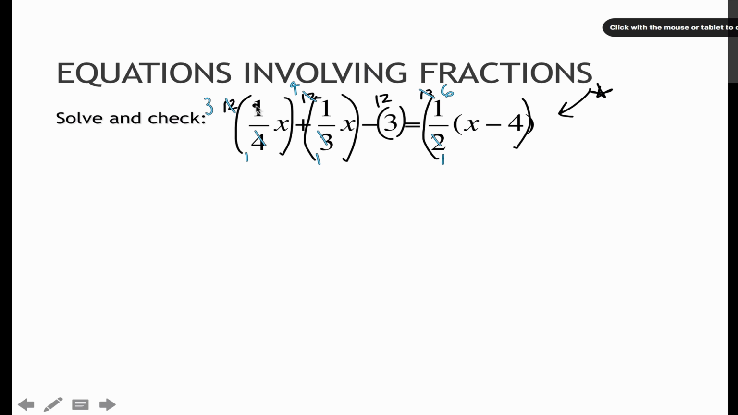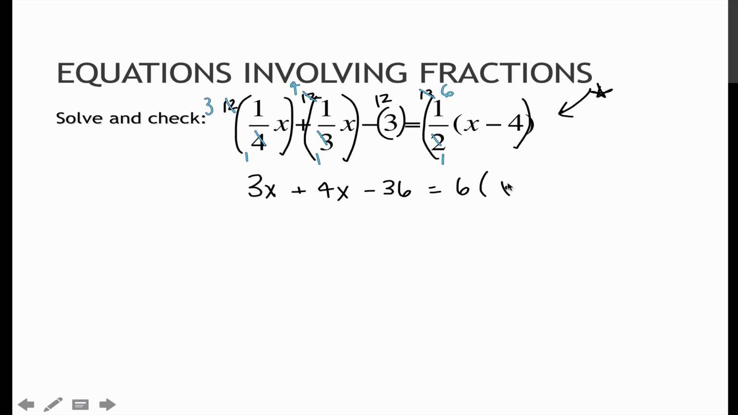So now I have 3 times x, which is 3x. I have 4 times 1x, which is 4x. I have minus 12 times 3. And then this one is just 6, and then parenthesis x minus 4. So again, notice this is where I'm going to end up distributing.